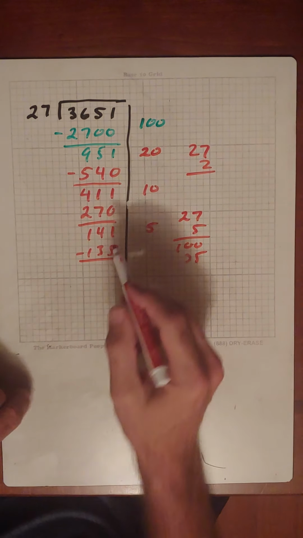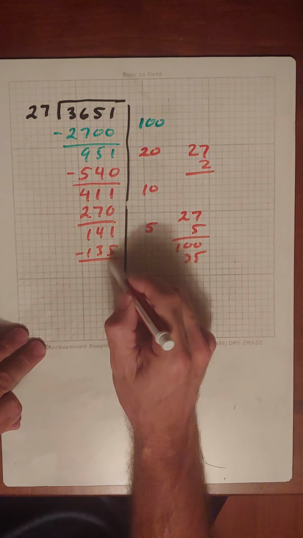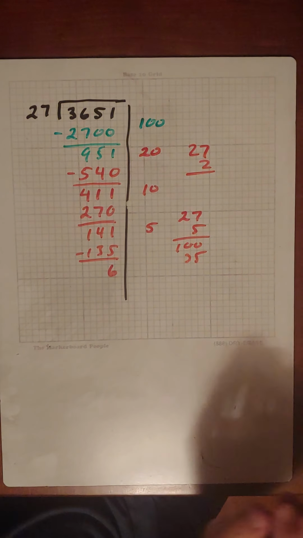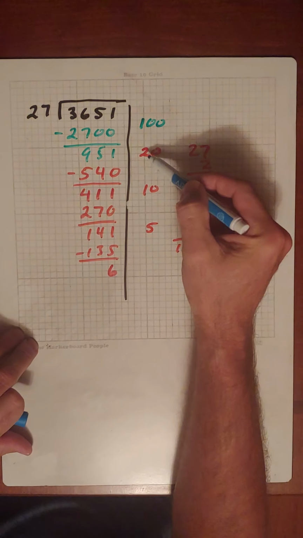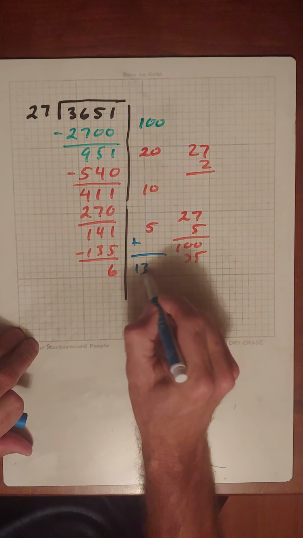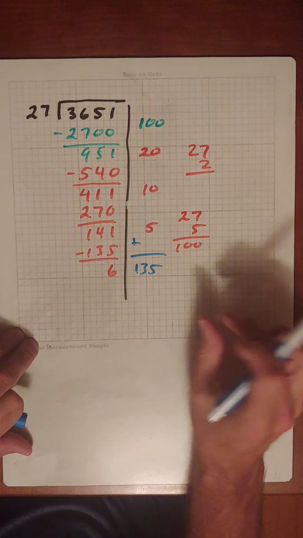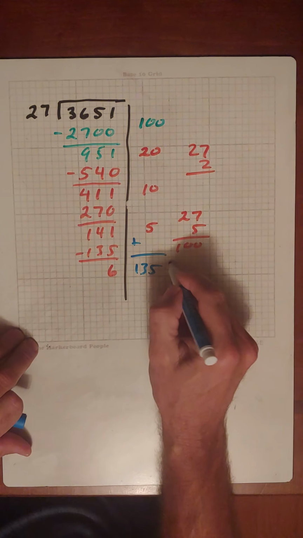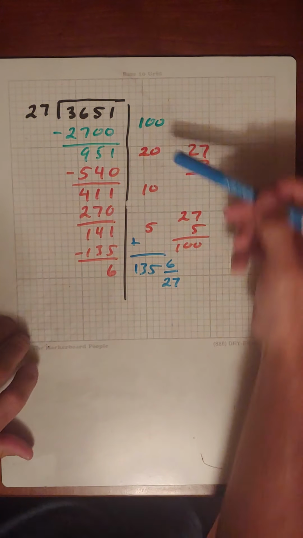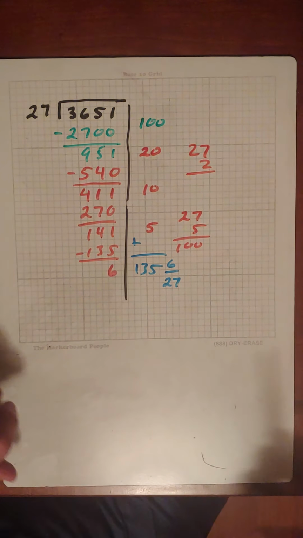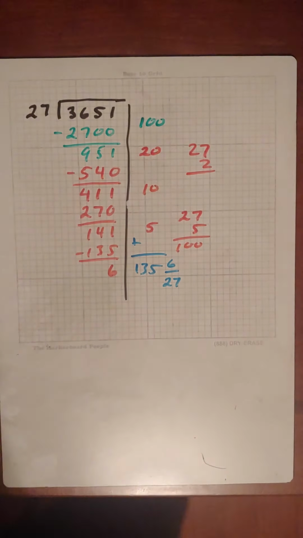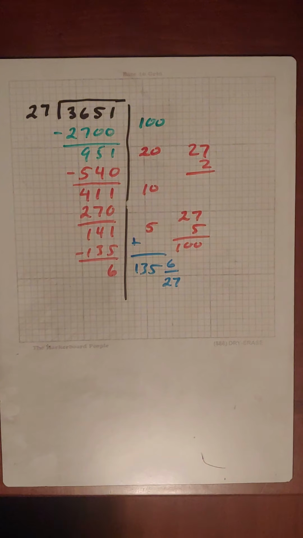I don't know why I kept using the same color. And then I get 6 here. So now I can add these up and get my answer. So I got 100, 120, 130, 135. That's 135. And then I still have the issue with that 6 going on the top and the 27 on the bottom. But at least over here, I got to use numbers that I was totally comfortable with. Okay, so that is a second example of repeated subtraction.